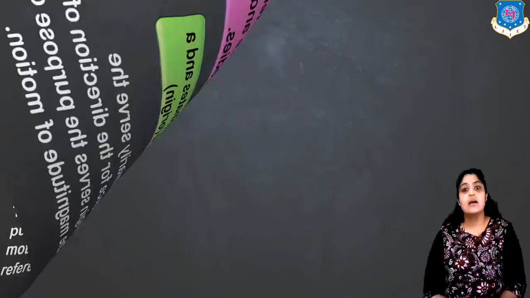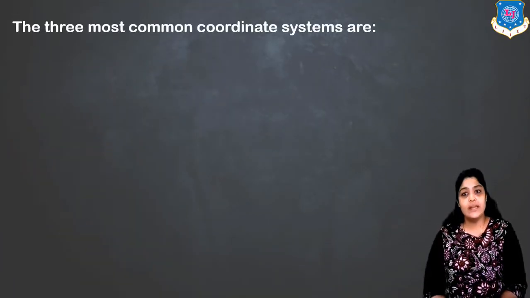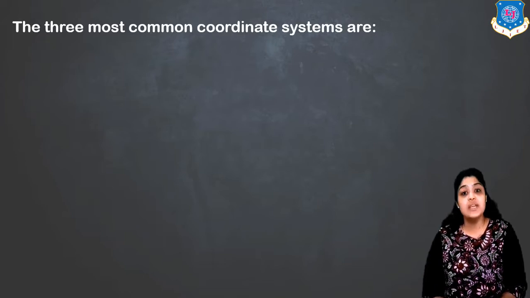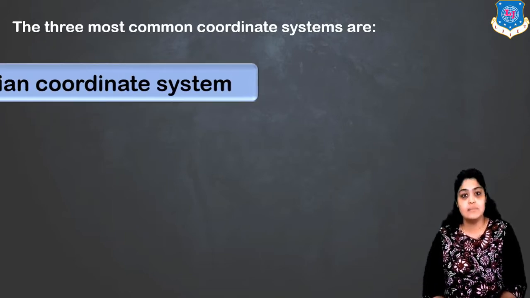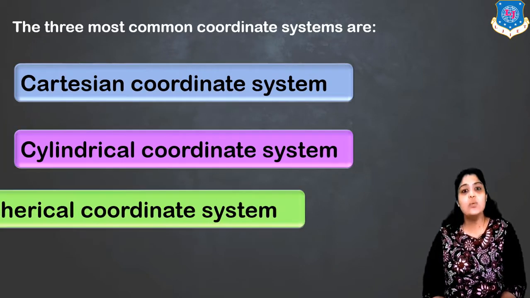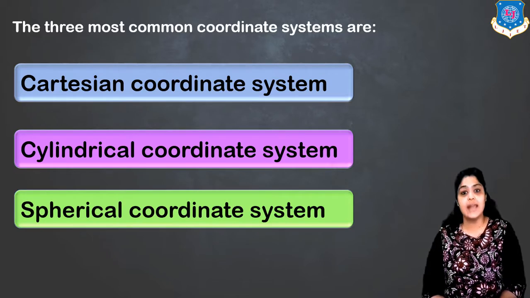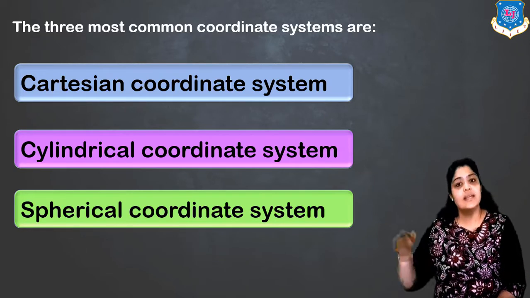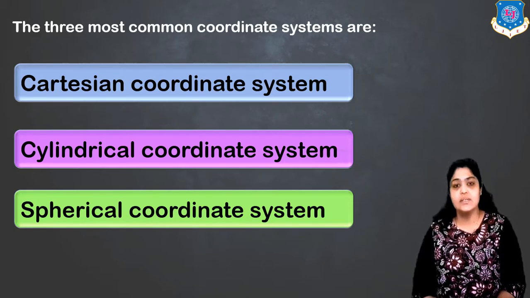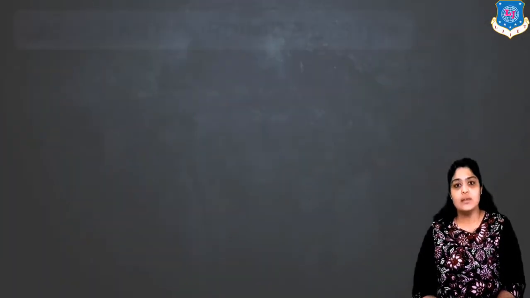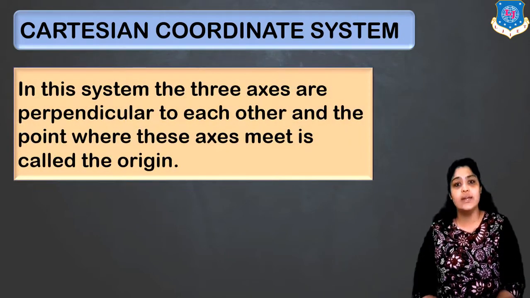Let's see what are the types of coordinate systems. There are majorly three most common coordinate systems, namely the Cartesian coordinate system, which is also known as the rectangular coordinate system, then the cylindrical coordinate system, and lastly the spherical coordinate system. In today's video we are going to study these three coordinate systems. So let's start with the first one, that is the Cartesian coordinate system.